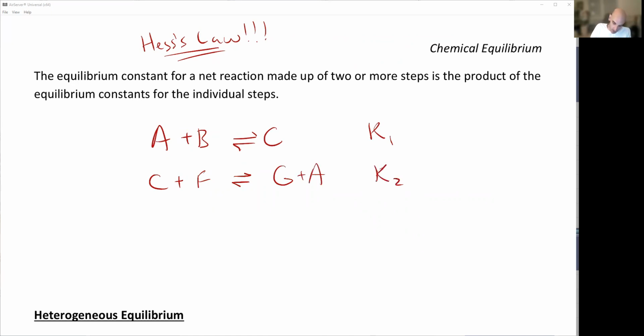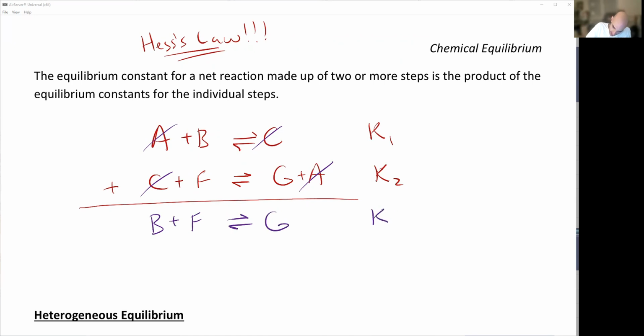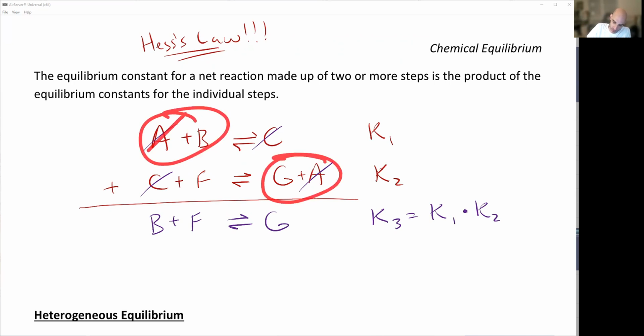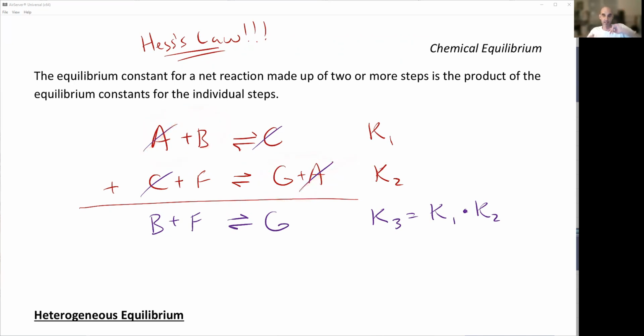The new reaction that I'm creating, let's just think of what cancels. I lose C, I lose A. So my resulting reaction is B plus F in equilibrium with G. My new K, K3, is equal to simply K1 times K2. I can actually show you that if you wrote those out, you would see that they would cancel out, right? Reactants here and products here would cancel because they're on the opposite side of the fraction.